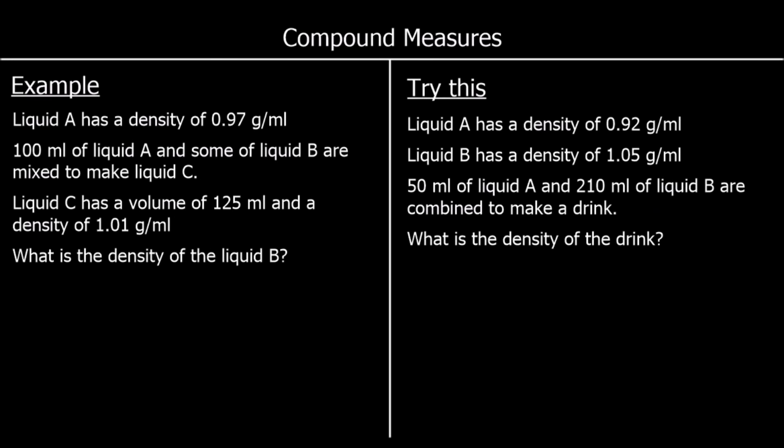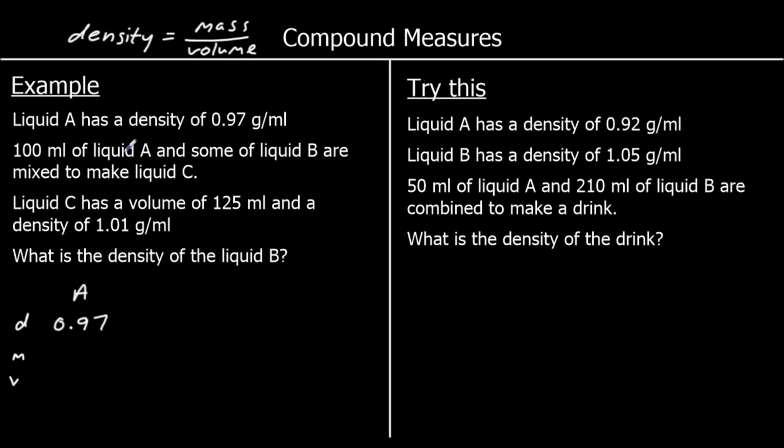To finish up, we've got one more question, or two more questions, one more example. This is a density question, but it's similar to the last speed question in that we're combining two things together. So we're using density is equal to mass over volume this time. And we are told liquid A has a density of 0.97 grams per milliliter. So mass in grams and volume in milliliters.